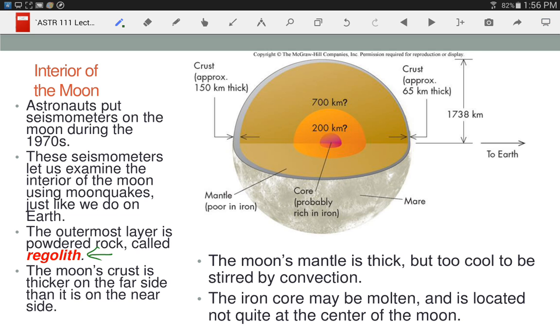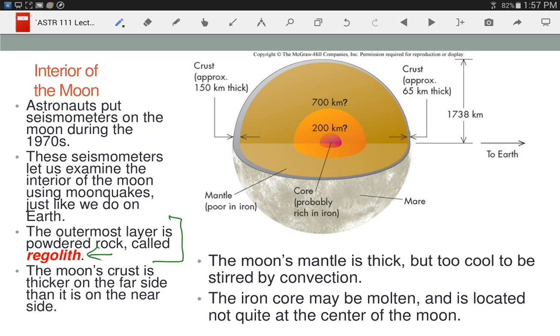So its center is off-center because of its interaction with the Earth. You can see, like the Earth, it has a crust, a mantle, and a core, but probably not a liquid core. Now, other things to note here. The outermost layer is powdered rock called regolith. Powdered rock that's meters deep.